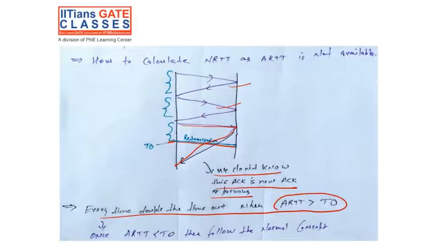So there are some modifications. If you apply Karn's algorithm, then for calculating the new RTT, you need ARTT. If ARTT is not there and ART is greater than timeout, what you have to do? You have to follow a simple thing, just double the timeout. That's it. Otherwise, follow the normal concept. Simple, right?